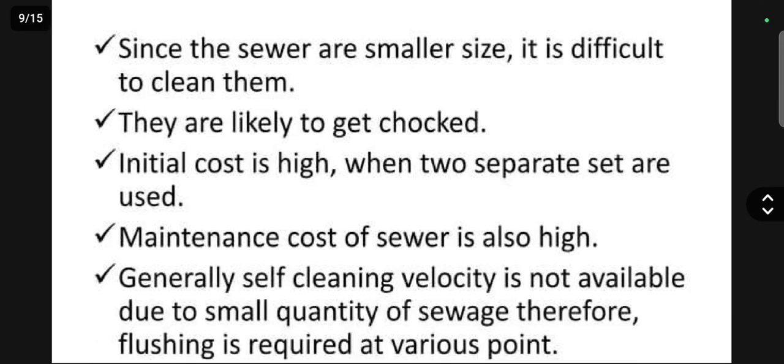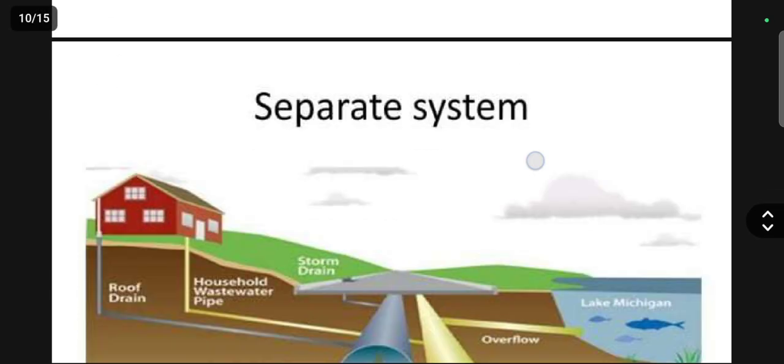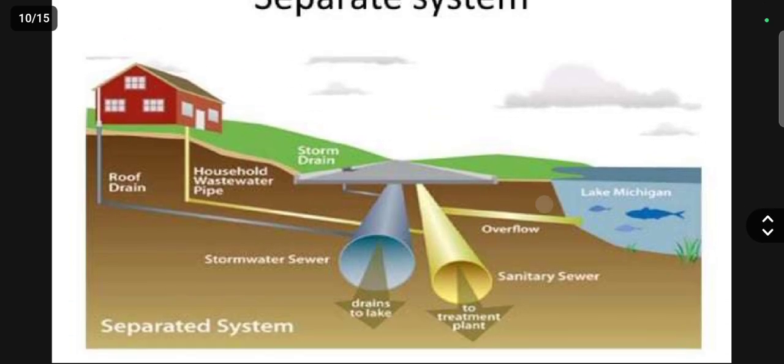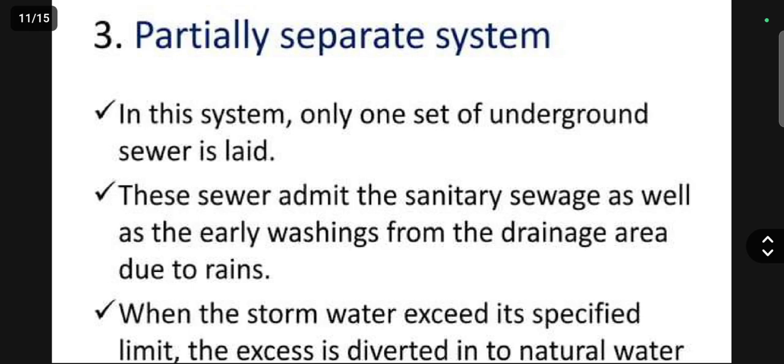The initial cost is high in this type of system also. Initial cost is high when two separate sets of pipes are used. Maintenance cost of sewer is also high. And this is the diagram for the separate system. And next, partially separate system.